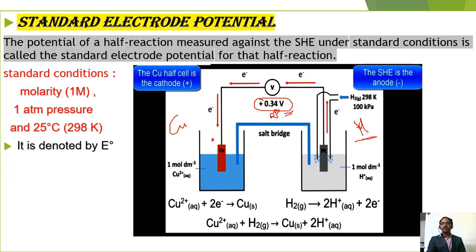So this reaction is a reduction reaction. See, copper taking 2 electrons and forming copper. This is the reduction reaction, and this value is the reduction potential value. So what does this mean indirectly? The ability of the reduction reaction, we can say.